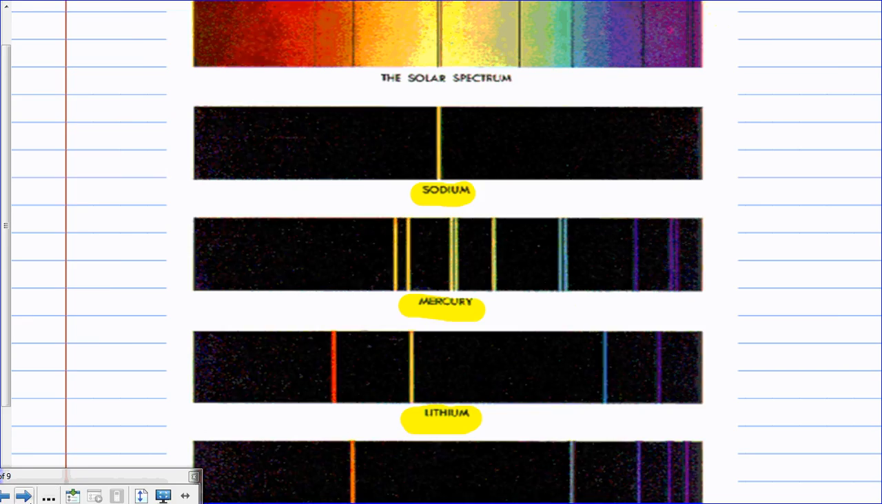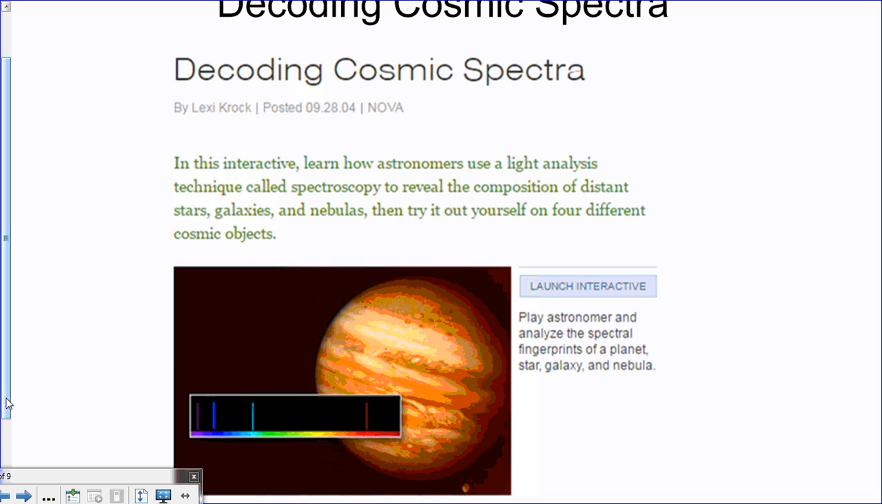So what you're going to be doing is an activity called Decoding the Cosmic Spectra. You're going to go onto the website that's on your handout, and you're going to be looking at, through an interactive, some different elements that are in a star, a planet, a galaxy, and the Orion Nebula, and you're going to be deciding what elements are actually within that star. And then there's some questions that you'll be answering at the end of it.